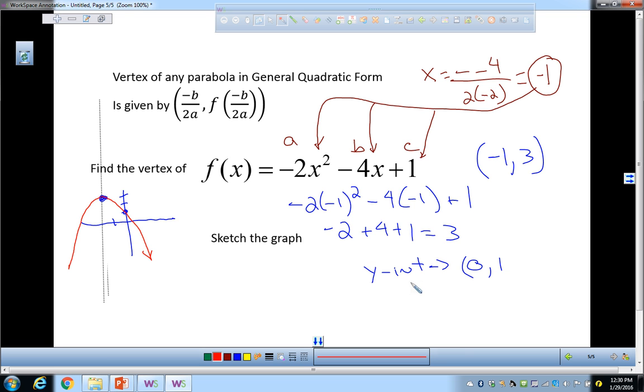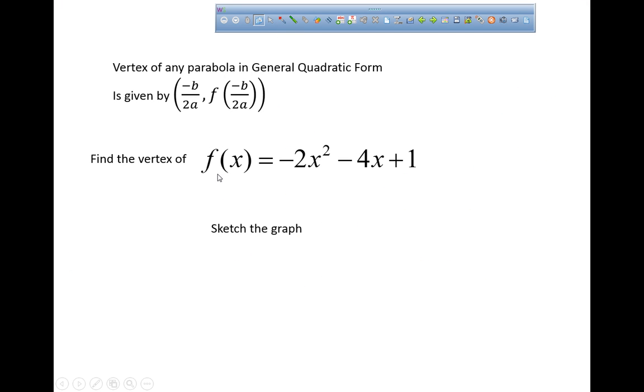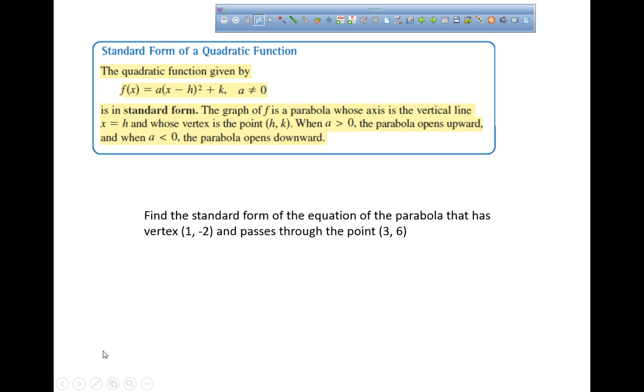Question? What's wrong, Matt? Does c always equal the y-intercept? If it's in this form, yes, but not if it's in vertex form, which we're going to talk about next, okay? So vertex form is the next thing, okay?